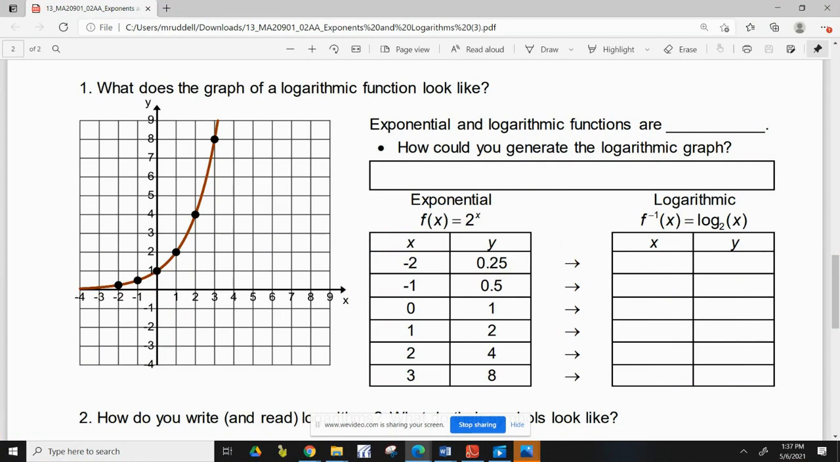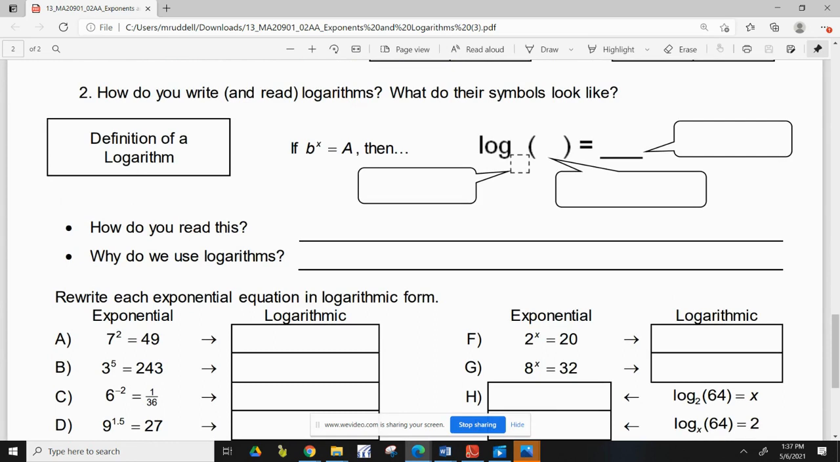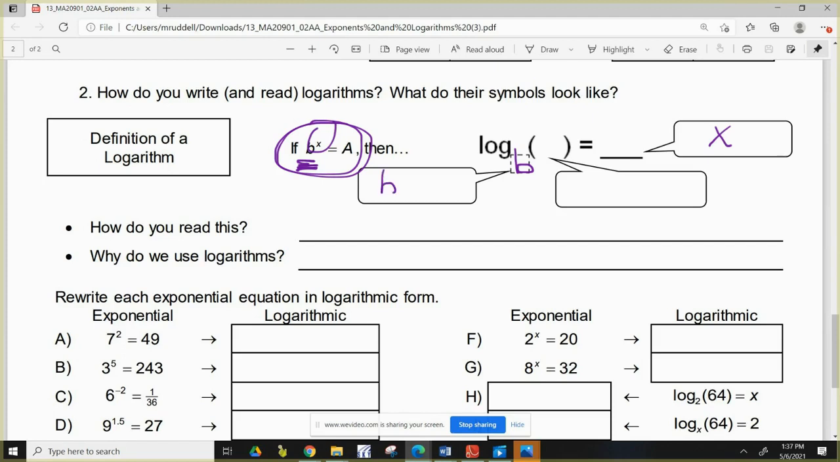Let's move this up a little bit right quick. How do you write and read logarithms? This is probably new to you. You don't do logarithms in geometry or algebra 1 or any of your previous math classes. The definition of a logarithm: here's your exponential. This b is the base of that exponential. The base of a logarithm goes in the subscript. The exponent goes over here all by itself. So this is the base. See where it's pointing? This is the exponent. I don't want that here. I want that. That's the exponent.